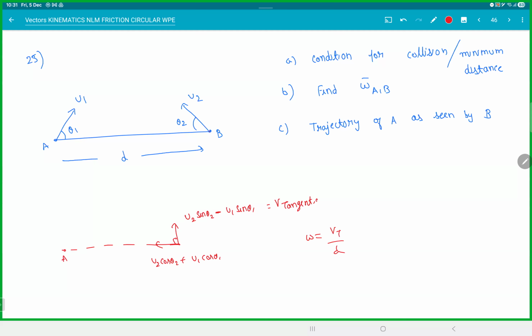Making sense? If you stop A, it will think B is going perpendicularly with this velocity and it is coming towards me with this velocity. Which velocity is responsible for rotation? The sine theta components. So that is how you find omega. Find the relative velocity perpendicular to the line joining them and divide by the distance between them. Clear with this? There you can actually play a lot in projectile.